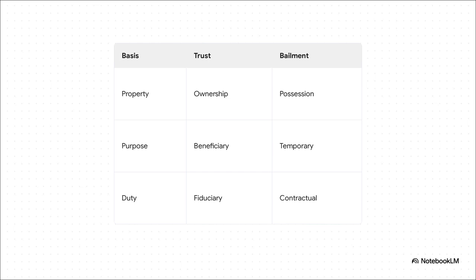Listen, evaluators actively look for this specific distinction. In a trust, the trustee actually becomes the legal owner of the property, but in bailment, the bailee merely holds physical possession. Do not confuse the two. Table 4 covers trust versus agency.